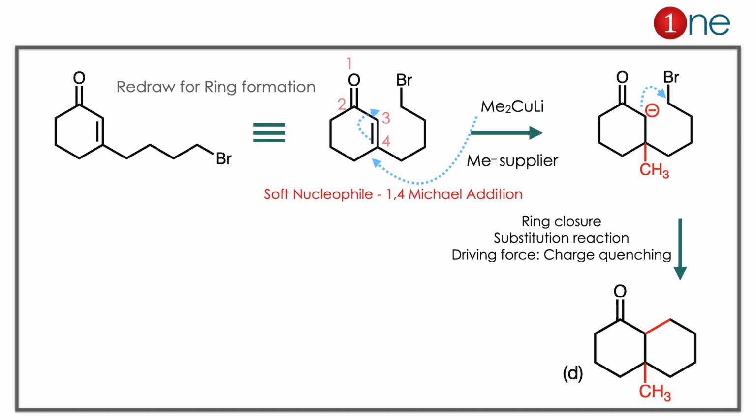So methyl attacks, the charge travels. You have anion formation at 3. Then you have the anion and bromine nearby. It has to be quenched. So the anion attacks the bromine carbon. It has a ring closure. So the product is clearly D.